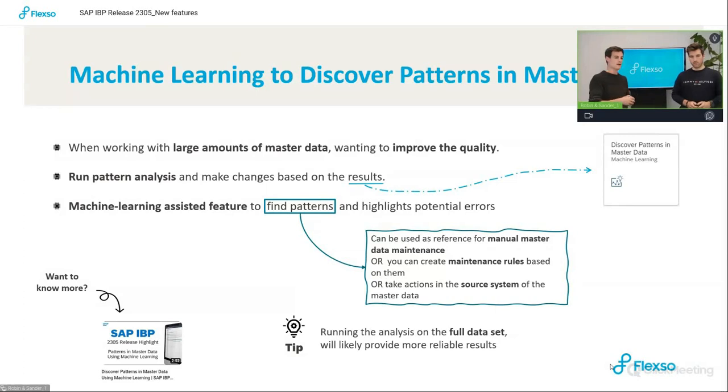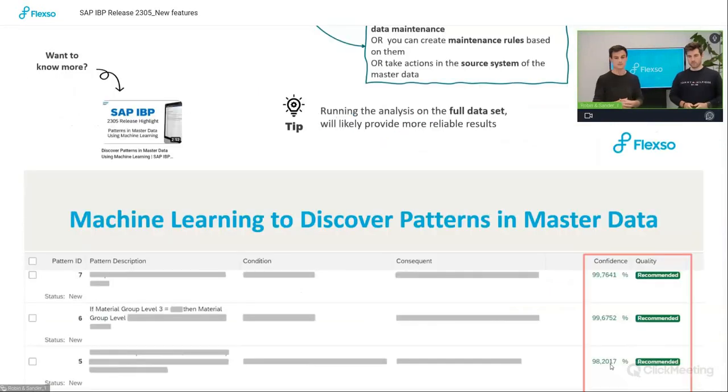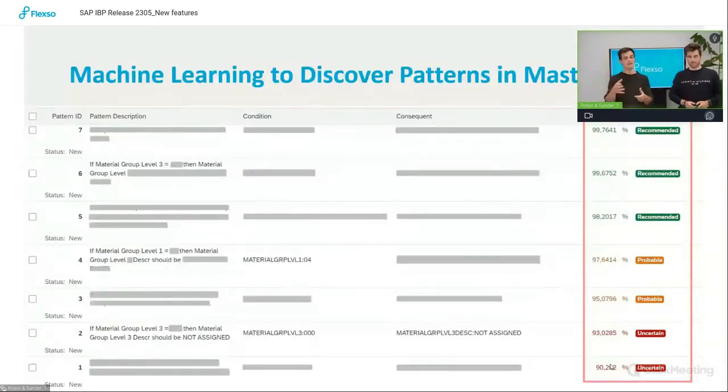Finally, we have a slide with the results of the analysis job. And here we can see multiple patterns. Based on the algorithm and on the attributes which can be indicated as conditions or as consequence, IBP gives us a confidence percentage. And this confidence percentage basically tells us how accurate our pattern is, how good our pattern is. And you can see at the bottom, we have two patterns that are not really consistent. So clearly, this is the place to be if you want to tackle master data inconsistencies.